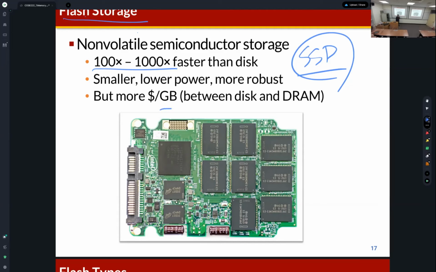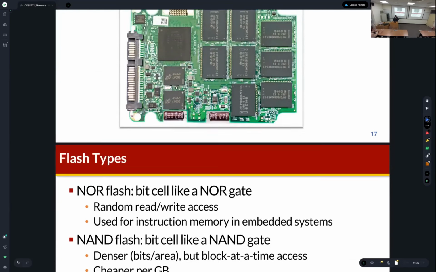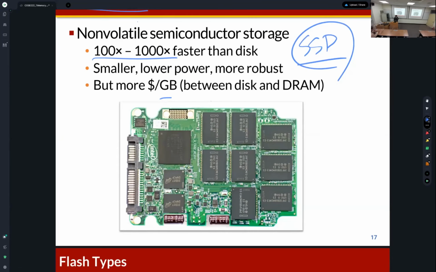It's more expensive than hard disk drive. Also, the performance of the flash memory is lower than the DRAM. It's obvious, but it's faster than the hard disk drive. So we can use the flash memory as the media of the storage system.